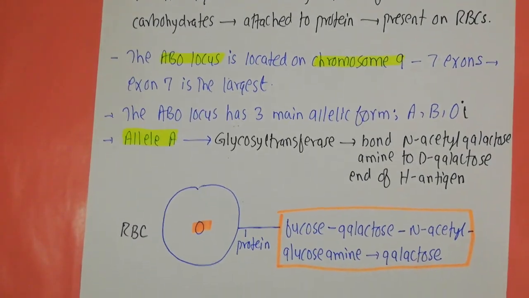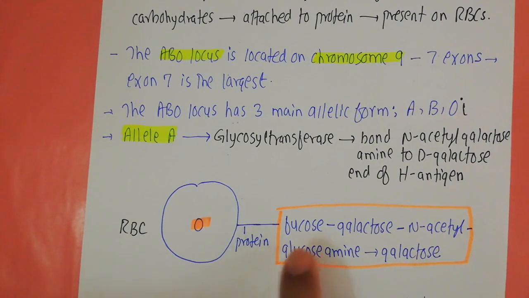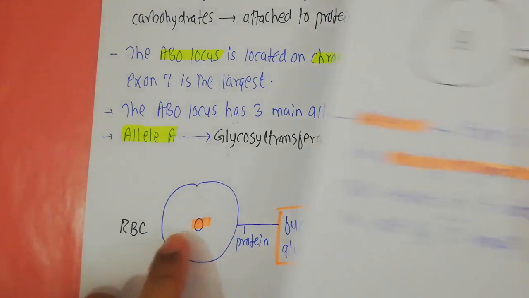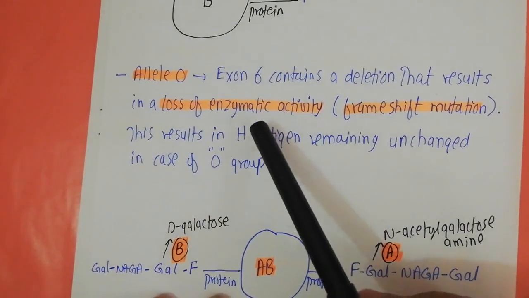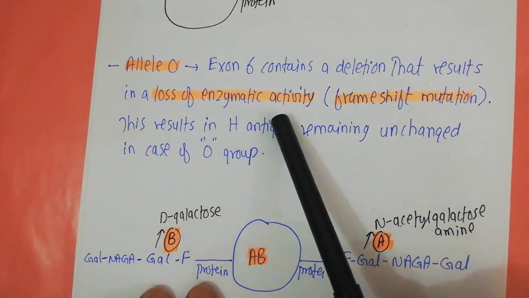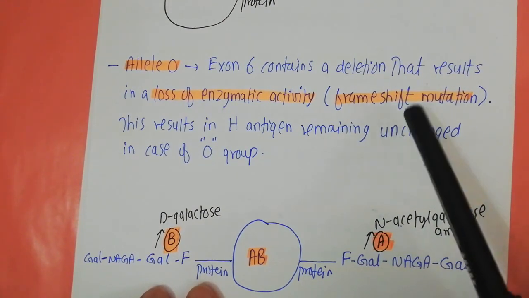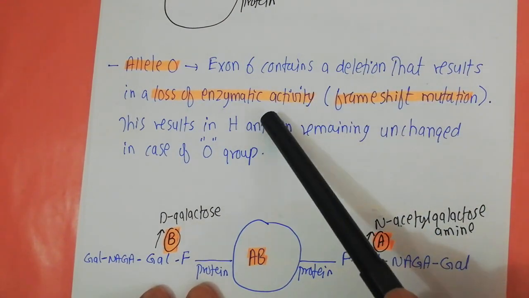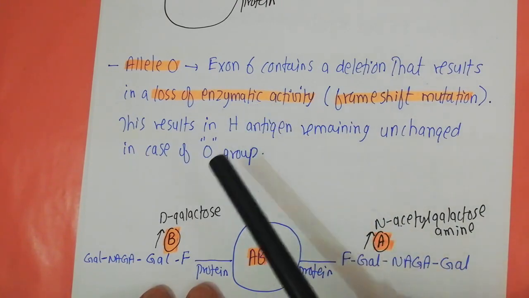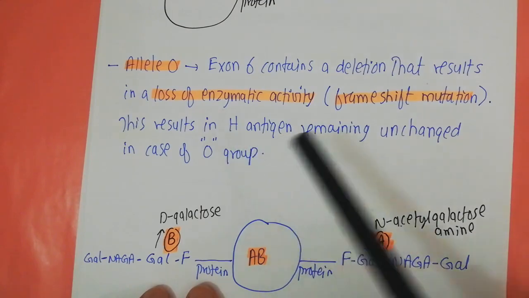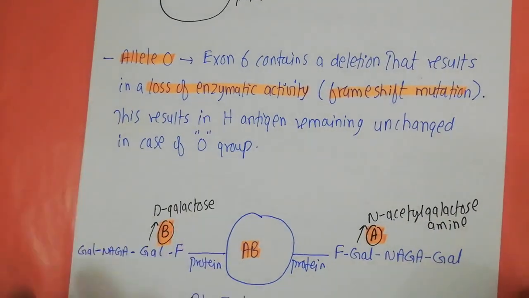Like if you look over here, the H antigen present on the O type of the individual is not changing. The reason is that the enzyme that is coded by the allele O has lost its enzymatic activity because of a particular mutation which is known as the frameshift mutation. And when this mutation leads to the inactivity of the enzyme, the H antigen which is present on the red blood cell of the O individual remains unchanged.